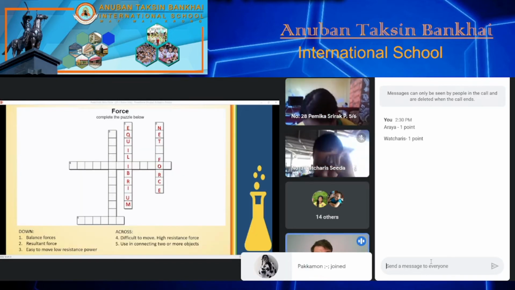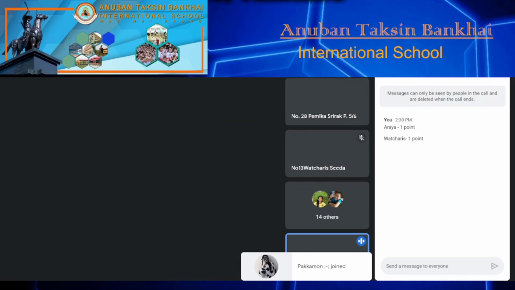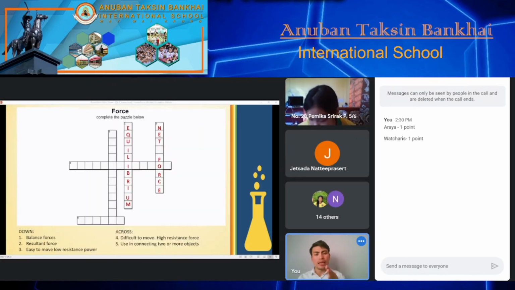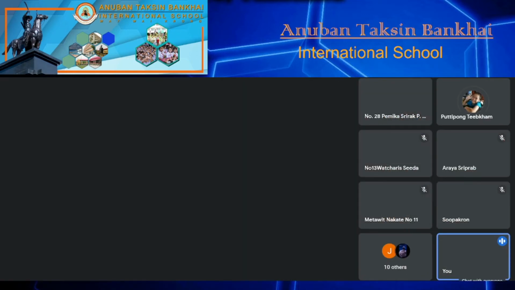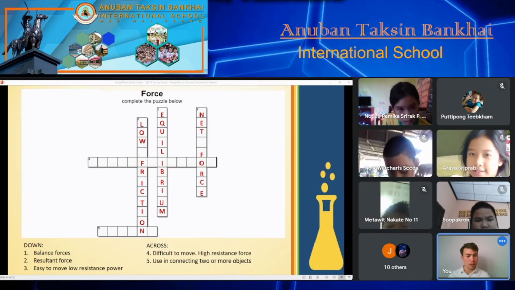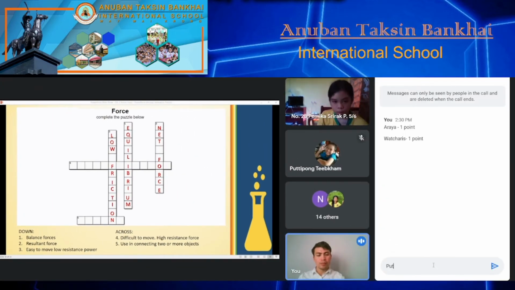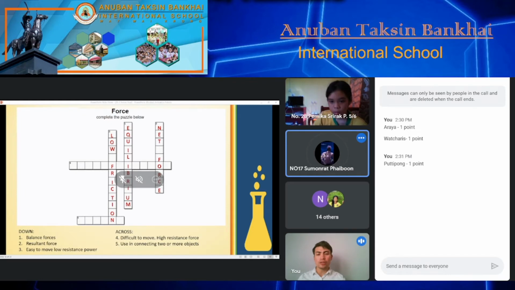What about number 3? What is the answer for number 3? Easy to move, low resistance. Easy to move, you can go fast. Low friction. Low friction, Putipong is correct. Putipong got 1 point. Okay, I will type here. Now let's go to the next slide.